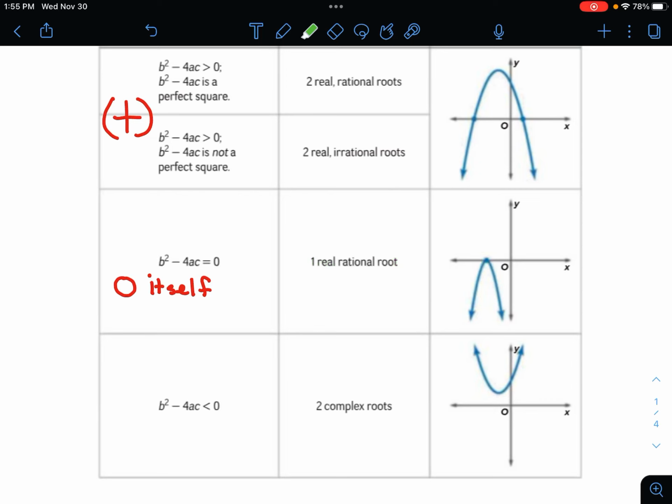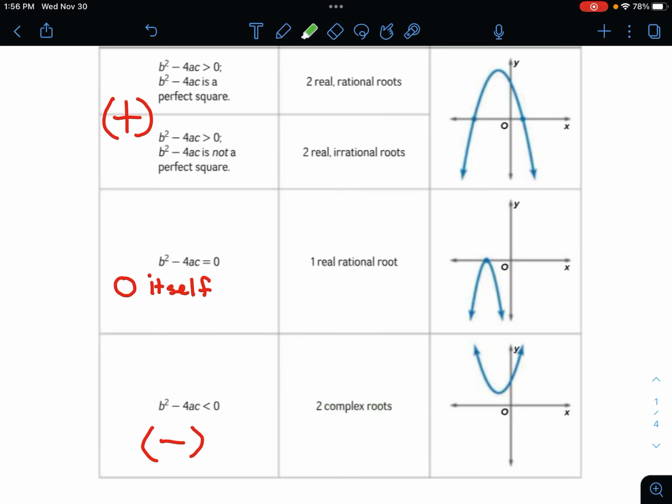And then finally, the last possibility, if b squared happens to be less than 4ac, then that means the number is negative, and we're taking square roots of negative numbers. If you can remember back from the last chapter, we broke down some radicals that had negative numbers under there. That's where the i came from. So we will say that it has two complex roots. These are pictures of graphs that do not touch the x-axis.